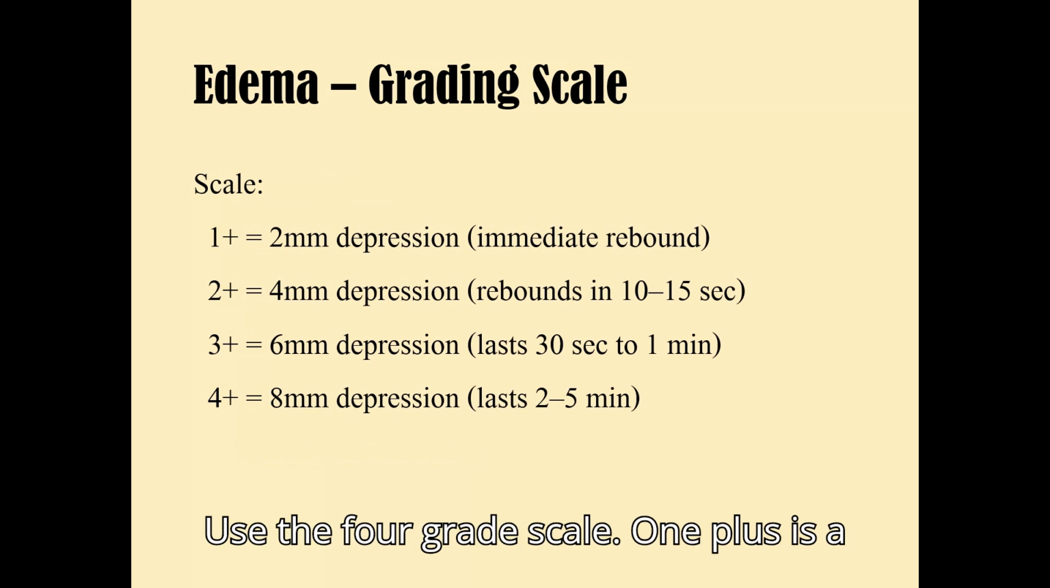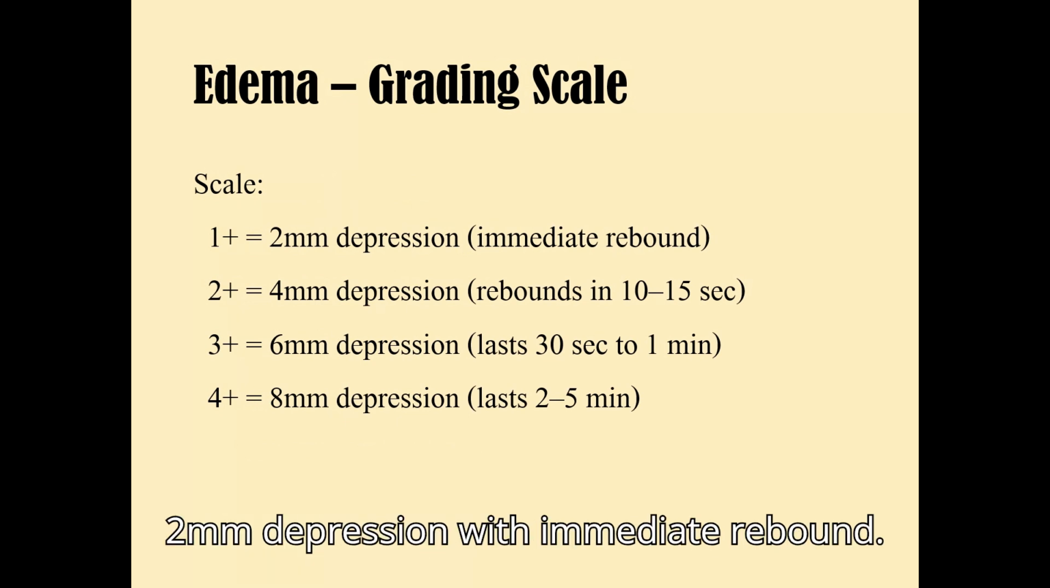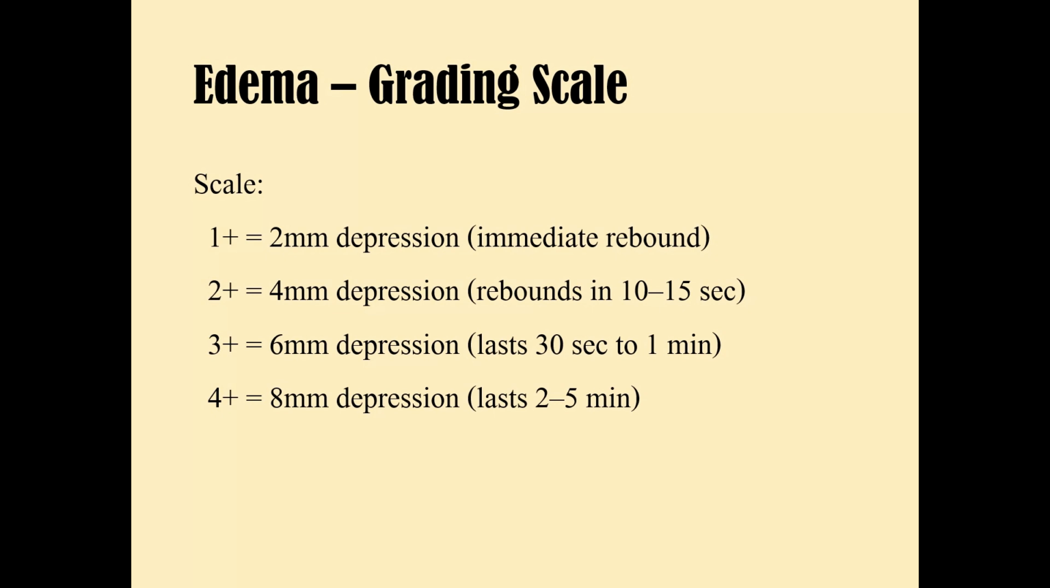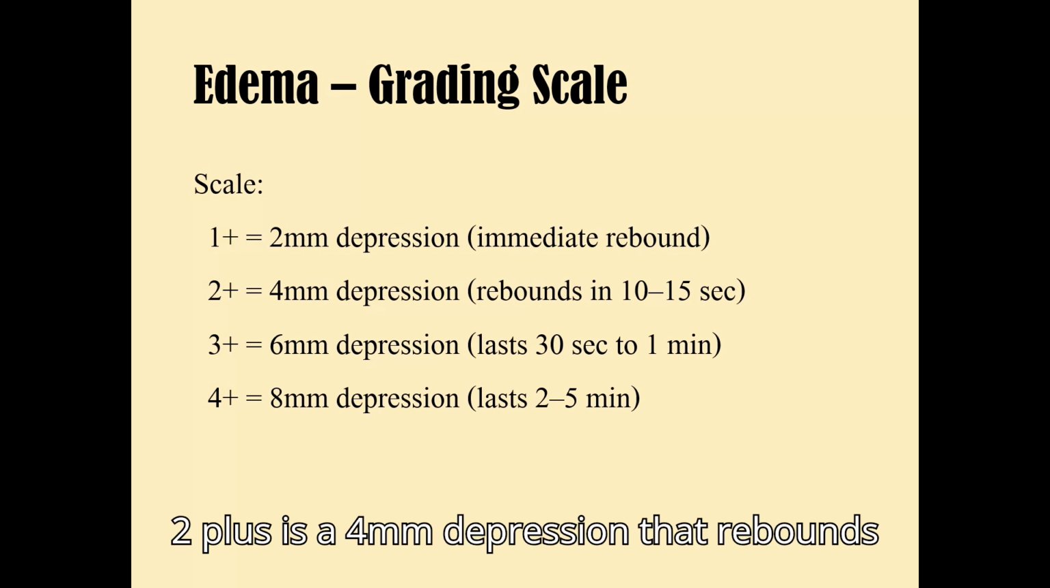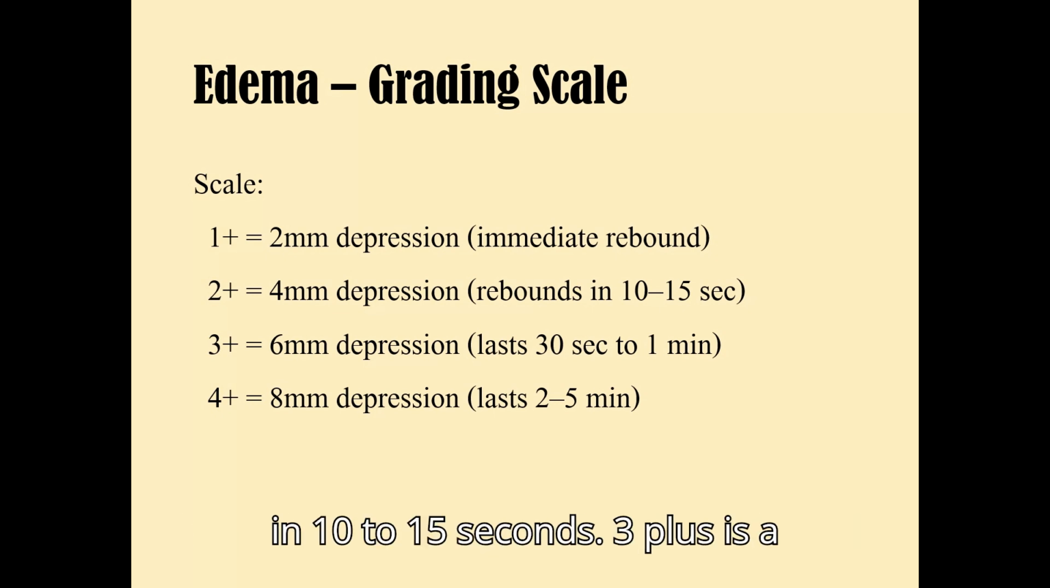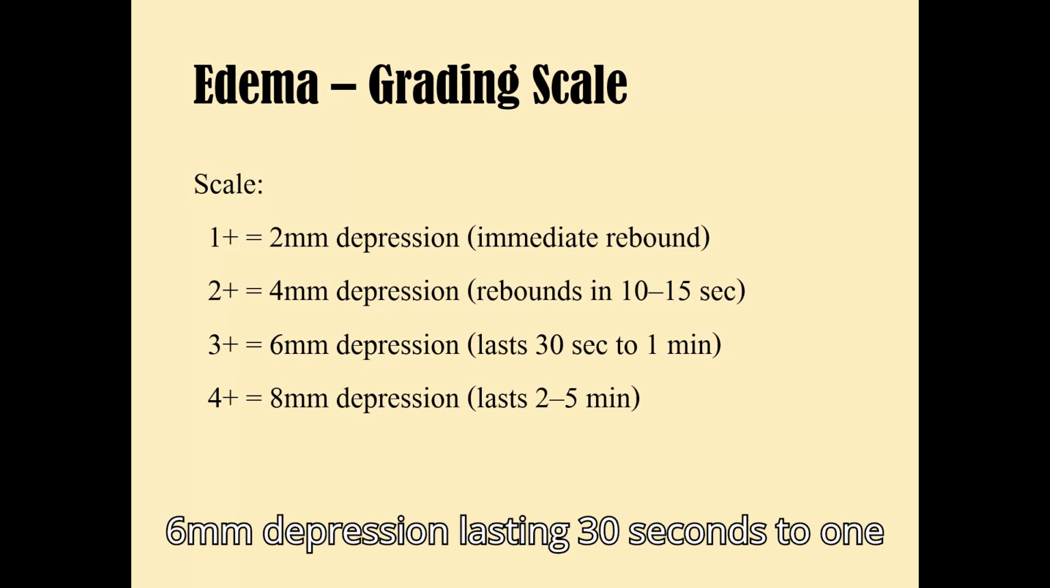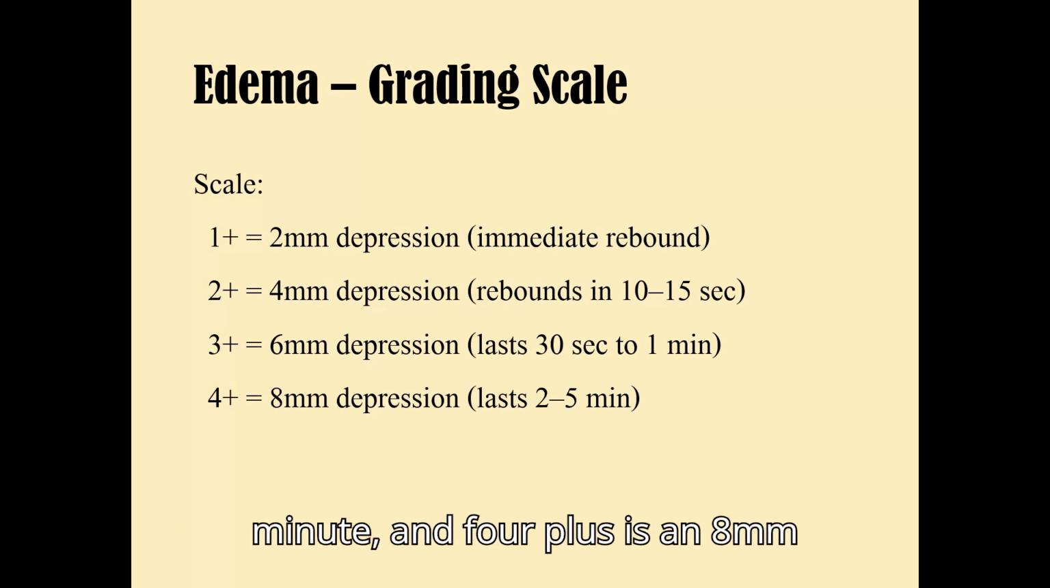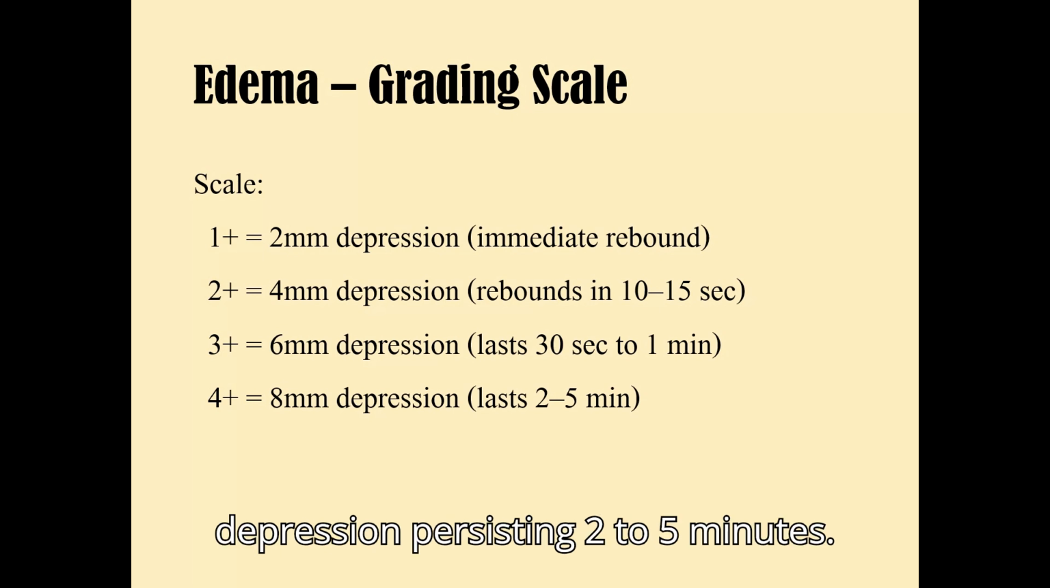Use the 4-grade scale. 1 plus is a 2 millimeter depression with immediate rebound. 2 plus is a 4 millimeter depression that rebounds in 10 to 15 seconds. 3 plus is a 6 millimeter depression lasting 30 seconds to 1 minute. And 4 plus is an 8 millimeter depression persisting 2 to 5 minutes.